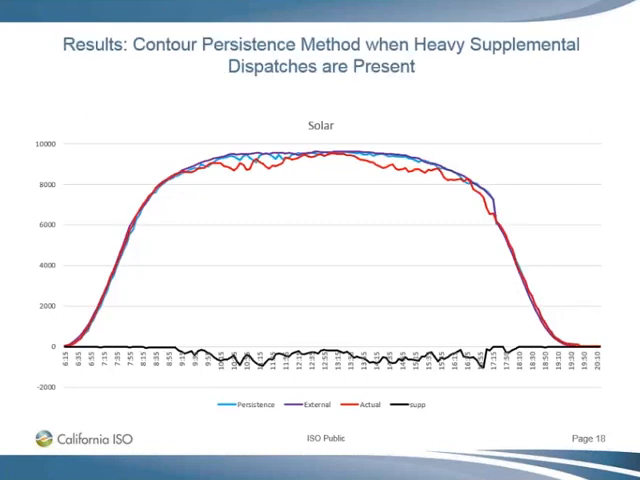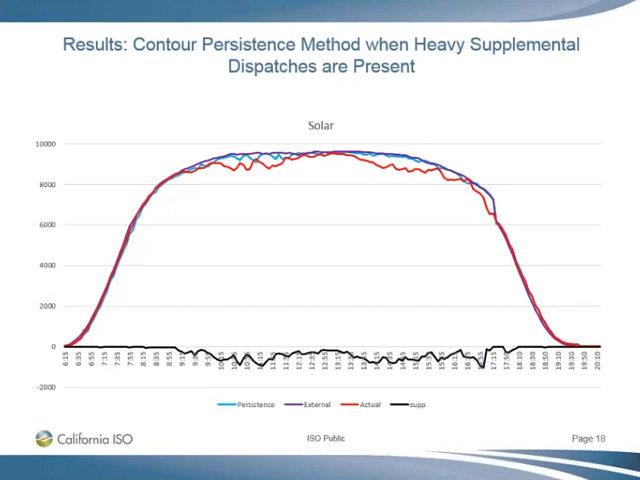One of the complications that took a while to implement on the persistent method is supplemental dispatches. We knew that we had to account for them to ensure, some people know it as the death spiral, but essentially we want to ensure that the forecast is not always trending down if you're trending off of actuals.